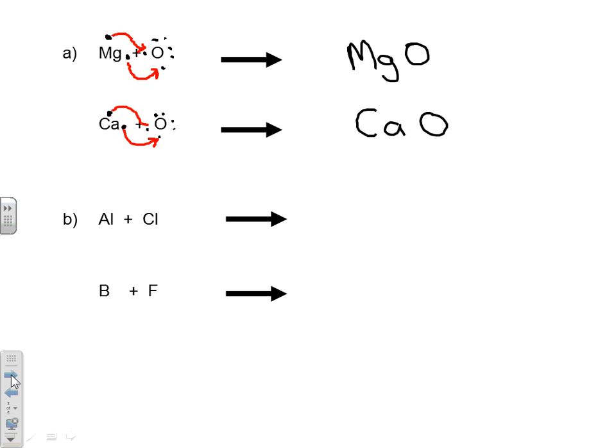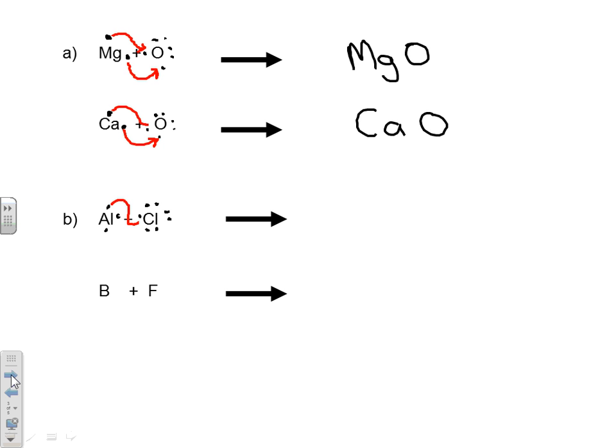How many dots does aluminum have? Yep, 3. 1, 2, 3. Chlorine. How many dots in chlorine? Yep, 7. 1, 2, 3, 4, 5, 6, 7. All right? So, if aluminum is going to give its electron to chlorine, that chlorine is now full.